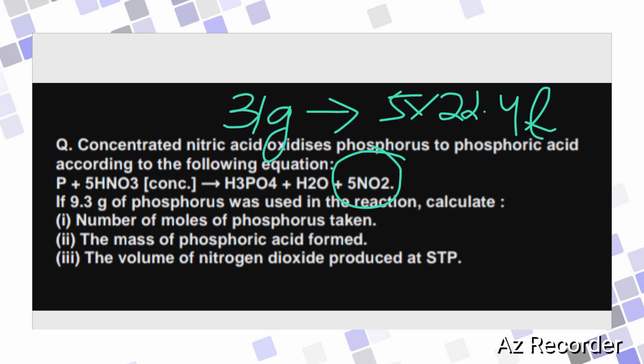So now we need to calculate the volume of nitrogen dioxide formed when 9.3 grams of phosphorus react. Let it be x, and we simply cross multiply and solve for x.